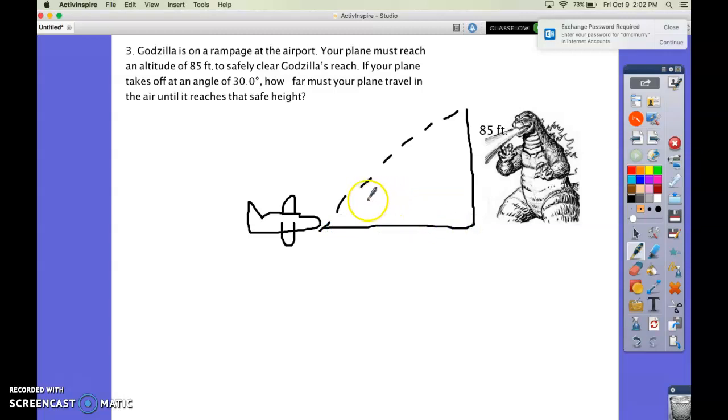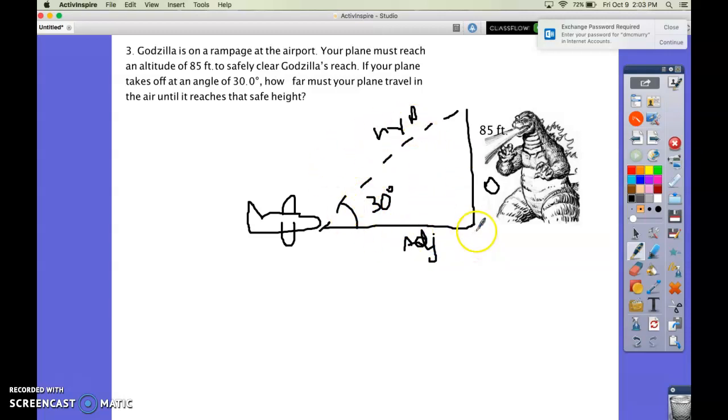The angle we're talking about would be right here, where we're starting, and that's going to be 30 degrees, 30.0 technically, so it's 3 sig digs. And we know he's 85 feet tall. Now, the first question says, how far must your plane travel? Well, let's label our sides. This is the opposite. This dotted one is going to be our hypotenuse. And down here on the bottom is our adjacent. So we have these sides.